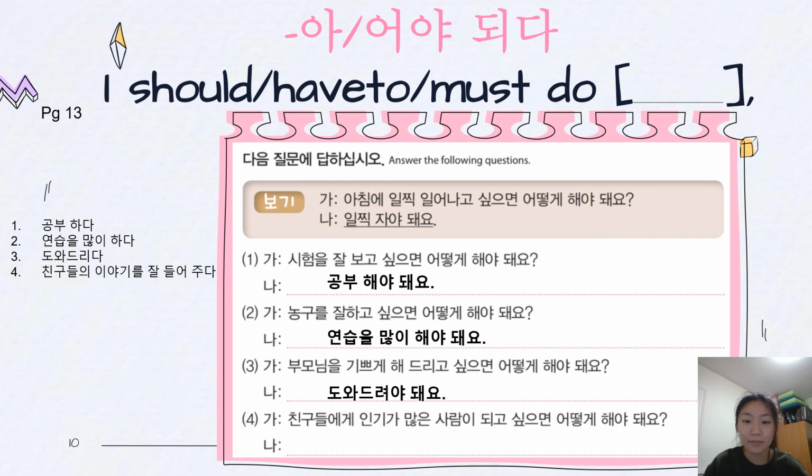친구들에게 인기가 많은 사람이 되고 싶으면 어떻게 해야 돼요? If we want to be popular amongst our friends, what should we do? This is just an example of how you can answer the question. It would be 친구들의 이야기를 잘 들어주다, which means you would listen to whatever your friend says, or if they have some concerns, you would listen to them. How can we put this into a sentence? We would write 친구들의 이야기를 잘 들어줘야 되다, or 돼요.